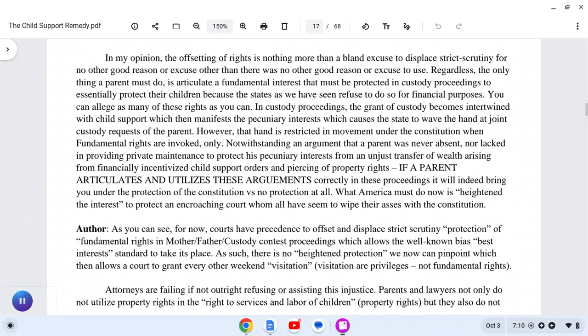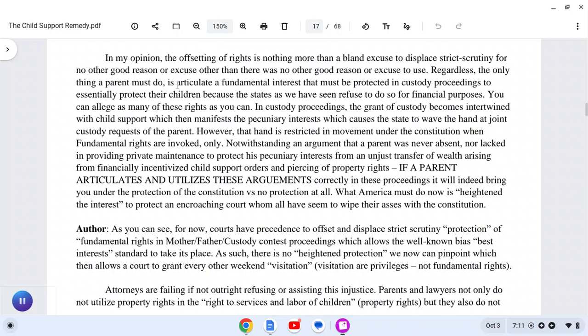Regardless, the only thing a parent must do is articulate a fundamental interest that must be protected in custody proceedings to essentially protect their children, because the states, as we have seen, refuse to do so for financial purposes. The author is right. Let me go back and read that again.